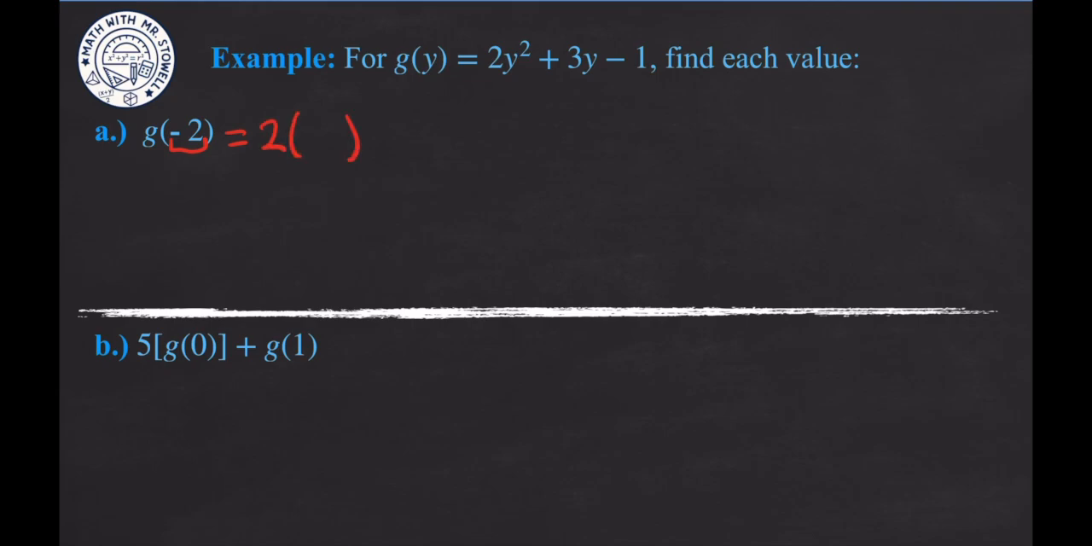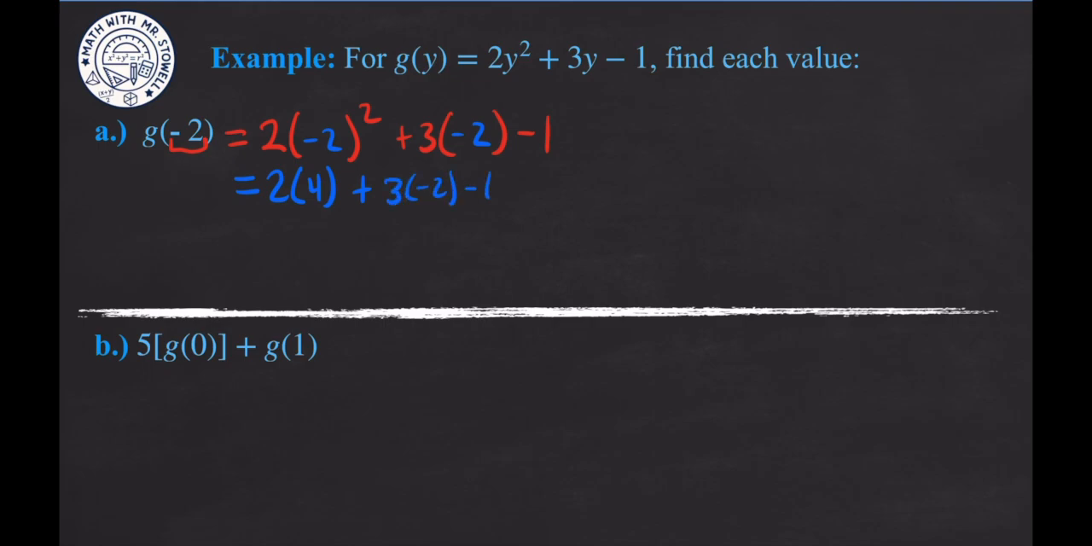So we have 2 times, that would be negative 2 squared, plus 3 times negative 2 minus 1. It's always a good idea to put parentheses around what you're substituting. That way you remember, oh, I'm not subtracting 2 minus 2. It's actually a multiplication, and the whole thing is being squared. So it's always a good idea to put parentheses. So, order of operations. Let's start with the exponents.